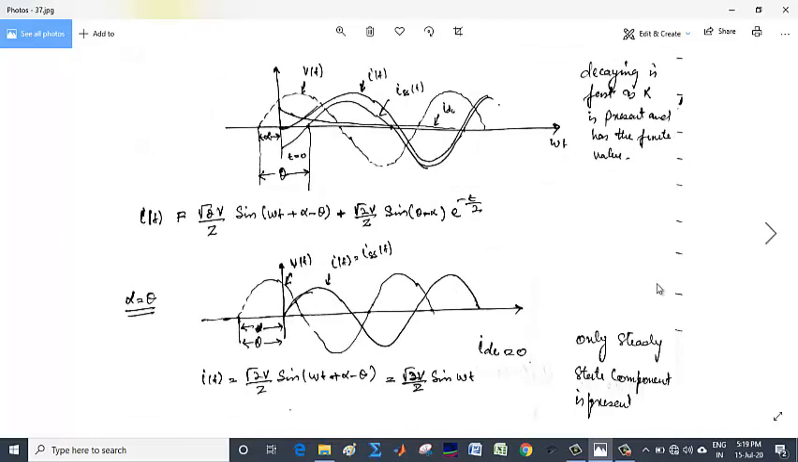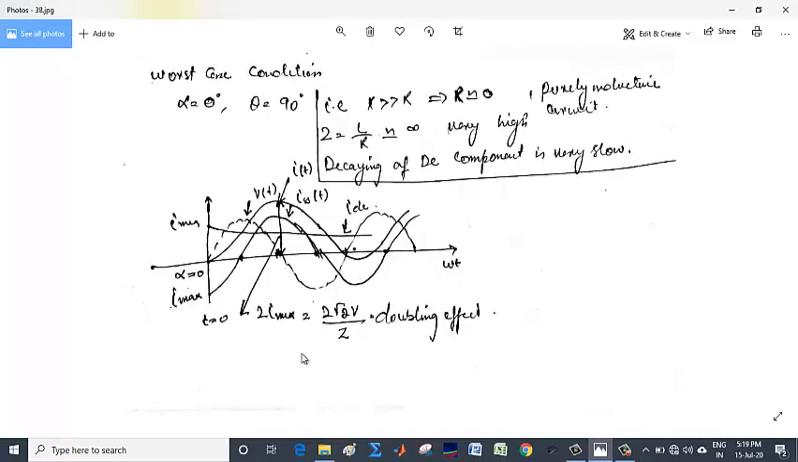And in the worst case condition, the DC decay component will be maximum when the circuit breaker operates when the steady state current has a peak value. You can see it here, the steady state current has a peak value. In that case, it will be the worst case condition. The total current that will flow through the circuit breaker will be maximum, that is 2 root 2 V by Z.